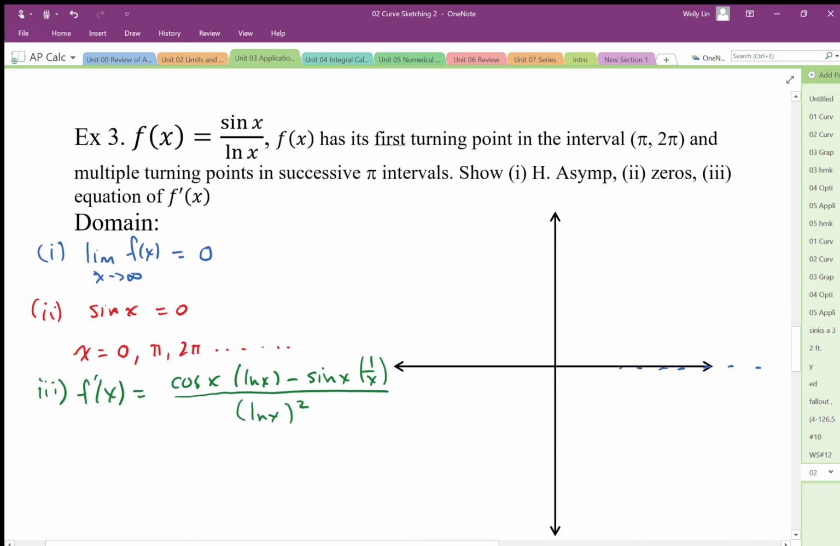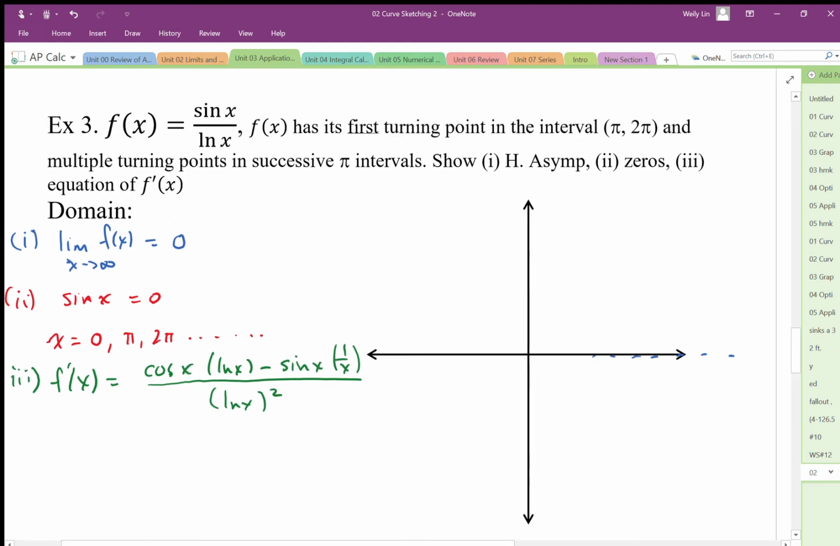Okay, we want to find out where this is equal to 0. Now this is not something we can solve for 0 because of the nature of the equation. Okay, so we're not being asked to find the zeros of this derivative, we're just being asked to show the derivative.